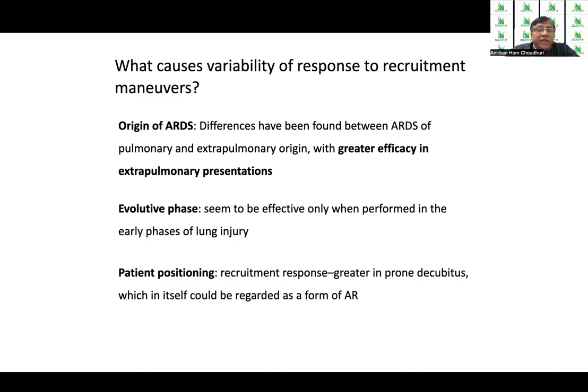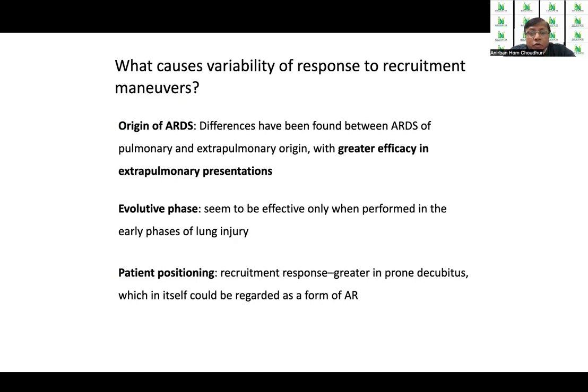One is the origin of the ARDS. Differences have been found between ARDS of pulmonary and extrapulmonary origin, and this recruitment seems to work better, or has a greater efficacy, when the ARDS is extrapulmonary. Next is the evolution phase. It seems to be effective only when performed in the early phases of lung injury, when it is evolving. Once it has become consolidated or established, it doesn't seem to work that well.